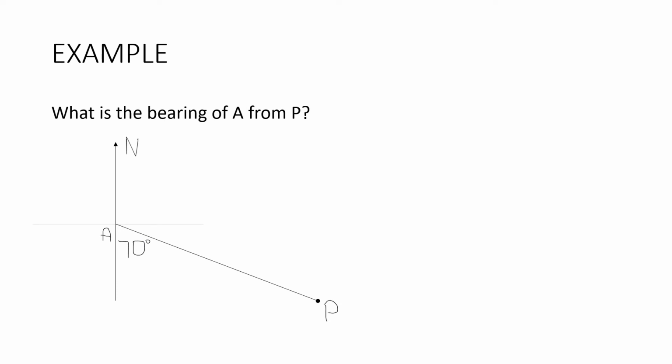Here's a harder example. What is the bearing of A from P? Can you tell why this one is more difficult? Have a look at this word, from P. We want the compass to go here. Currently the compass is sitting here at A, and so is the angle. So the first thing we need to do is draw in a new compass at P. Now let's locate the angle that we want. So we want to go from north, clockwise, until we hit that arm.